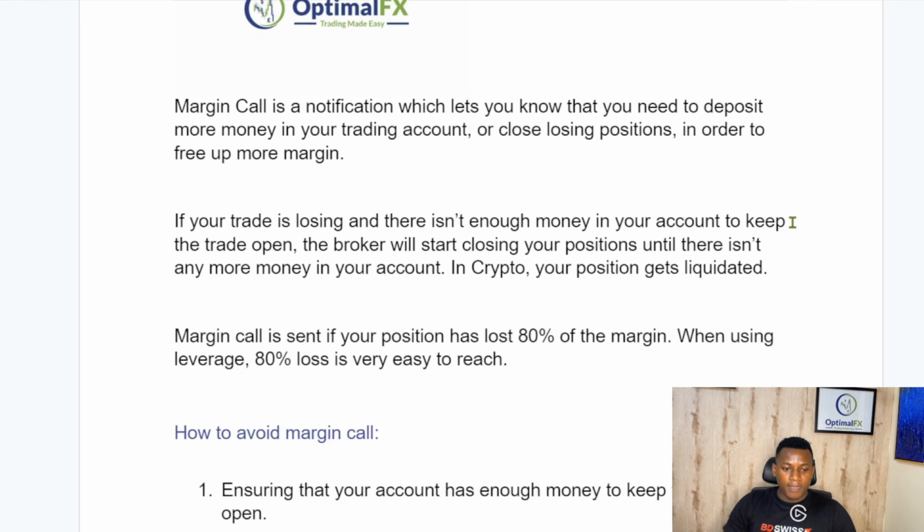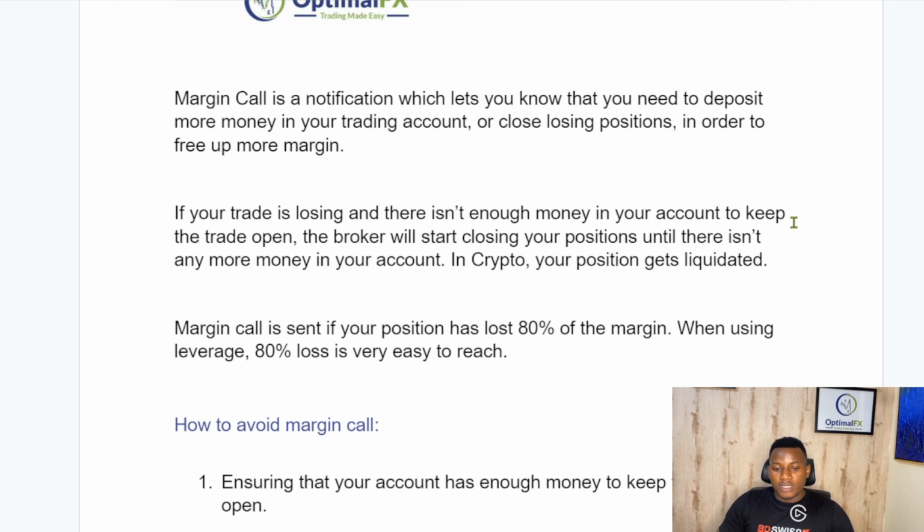If your trade is losing and there isn't enough money in your account to keep the trade open, the broker will start closing your positions until there isn't any more money in your account. In crypto, your position gets liquidated. Basically, in Forex, at this point, you blow your account.